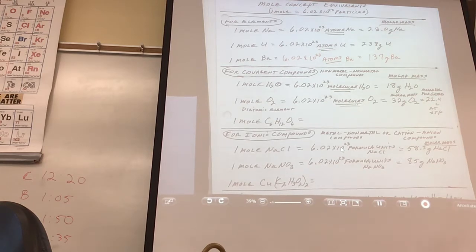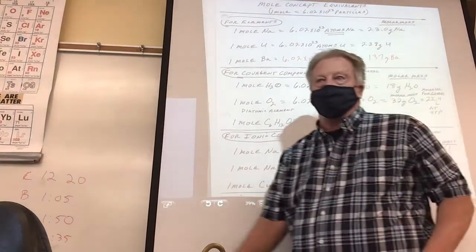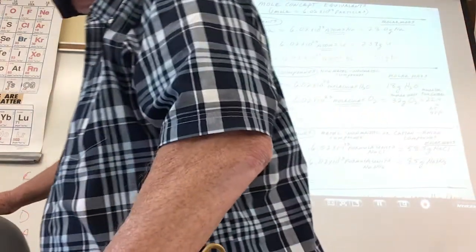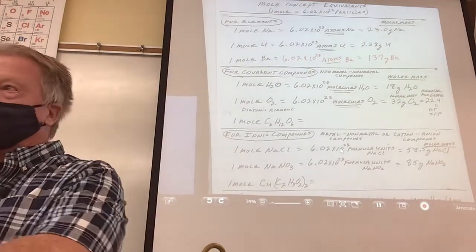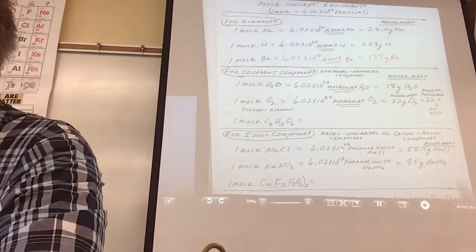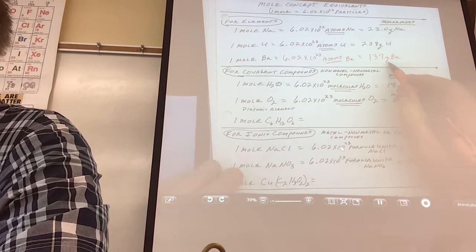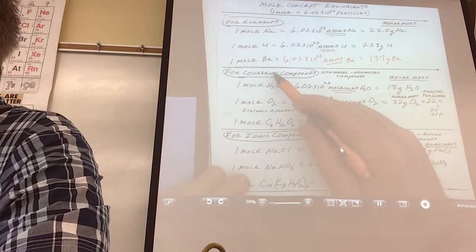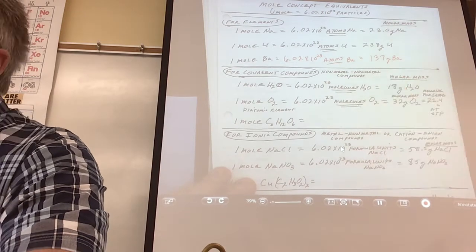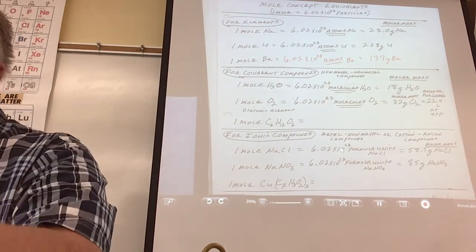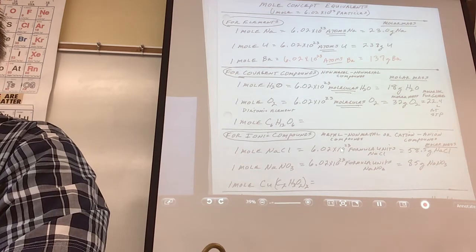All right, so if you look on the periodic table, one of the numbers you might see there says 137.3, and I don't care if you use 137.3, that's fine. But that is how many grams it would take to make a mole of barium. So if I gave you 137 grams of barium, I would know that there would be 6.02 times 10 to the 23rd atoms of barium sitting in front of me.